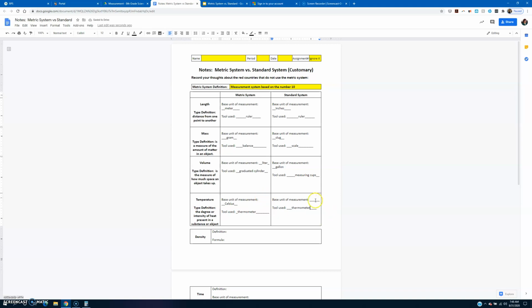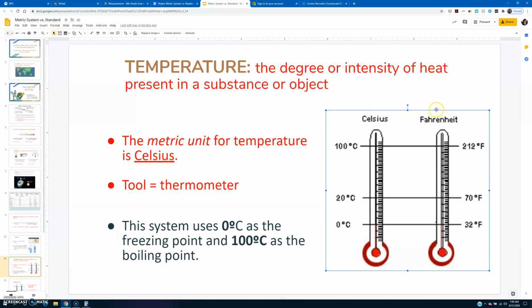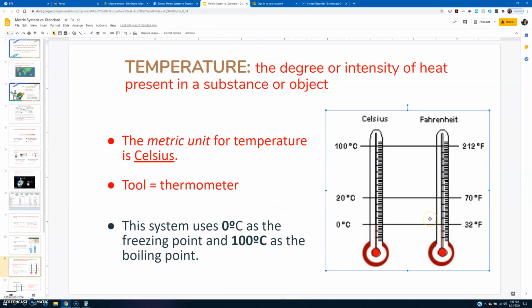Okay, and the base unit here is going to be Fahrenheit. I didn't put that on here very well. Fahrenheit over here on the right, that is the other guy that uses this standard system. So I'm just going to abbreviate it F. So degrees Celsius with a C or degrees Fahrenheit with an F. And we're both using thermometers, it's just a different scale.